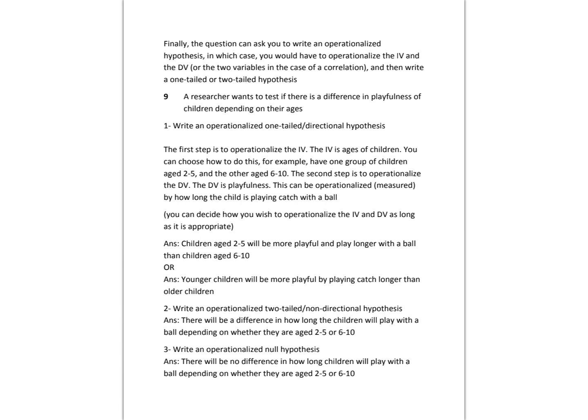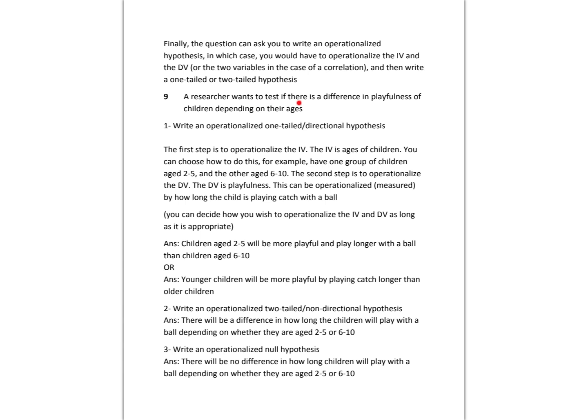So let's look at a few examples. A researcher wants to test if there is a difference in playfulness of children depending on their ages. Write an operationalized one-tailed directional hypothesis. So let's look at the answer over here. The first step is we have to operationalize both the IV and DV. The mistake students make here is they only operationalize the IV, they don't operationalize the DV. Or they only operationalize the DV and not the IV. You have to operationalize both variables, not just one.